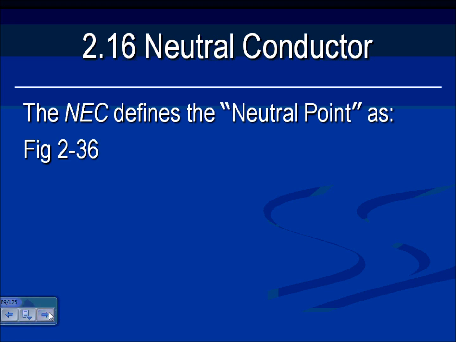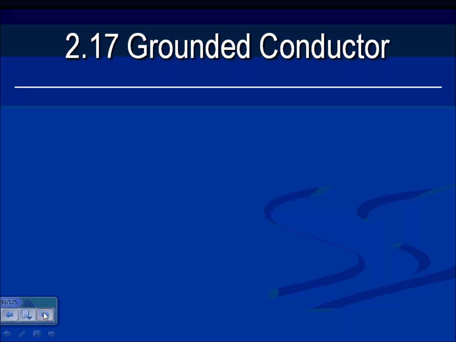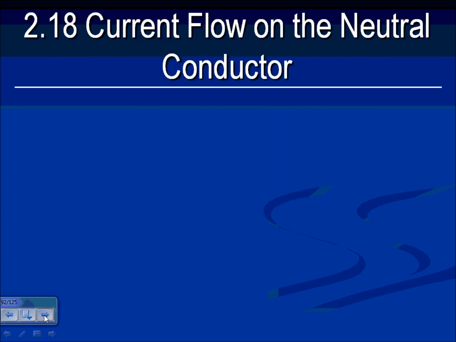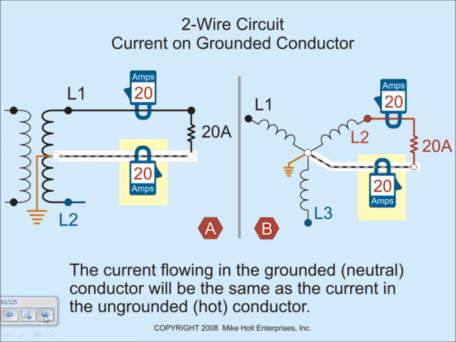Neutral conductor calculation with neutral point. Okay, neutral point coming between the three. You guys looked at these. We looked at the midpoint. Grounded conductor is the same as a neutral point. Gray or white. You guys remember that? We talked about the two-wire circuit.